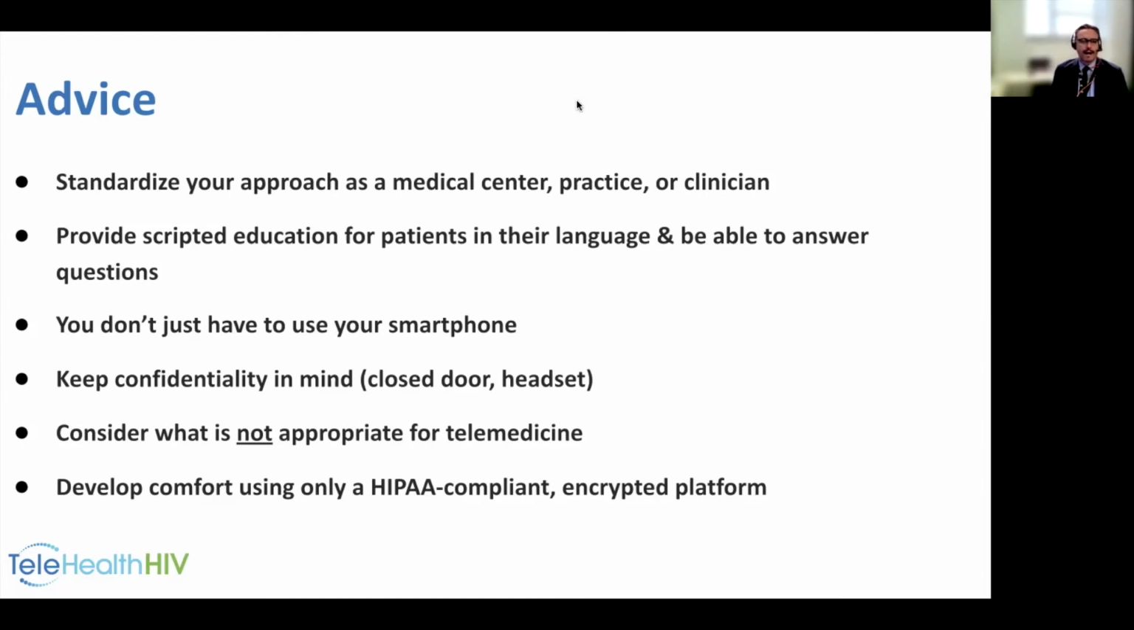And then I would highly recommend you develop comfort using only one HIPAA compliant encrypted platform. Again, I use UpDocs, but that's just because we have an institutional subscription to that. It works really well. It's super easy for the patients. You literally just put in their phone number, it texts them a link, they hit the link, and they start the video visit. It's very easy, much easier than doing it through the EHR. And then next slide.